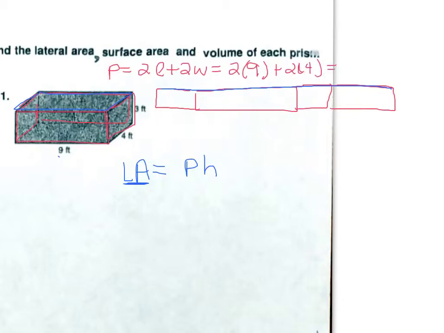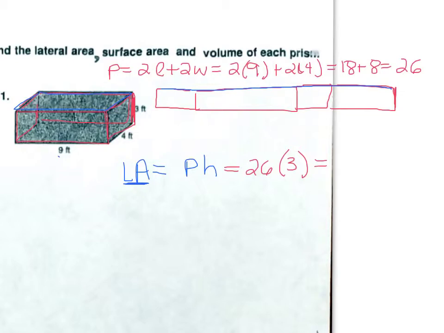And when you add those numbers, that is 18 plus 8, and that is 26. So my perimeter is 26. And now the height, it's the height of the prism, it's this right here. Okay, that's 3, so it's times 3.